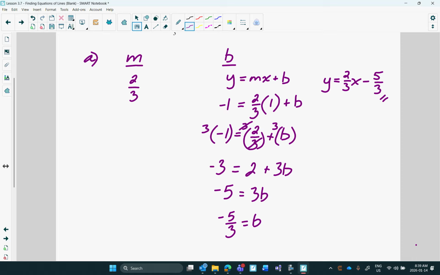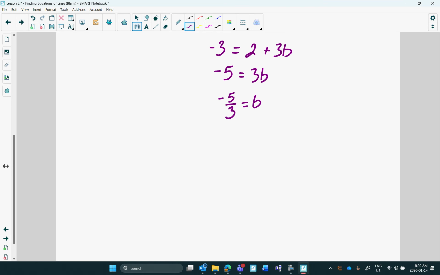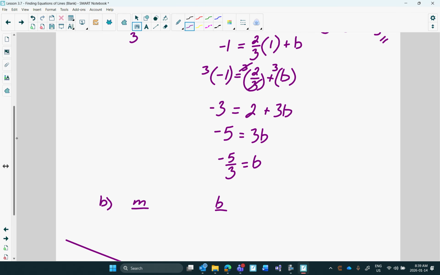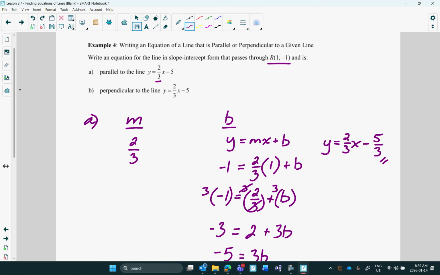Okay, part B. We're asked to find an equation of a line. So I need m and I need b. It goes through the same point as A. But this time it's perpendicular to this. What's the slope of this line? No, the slope of this line.